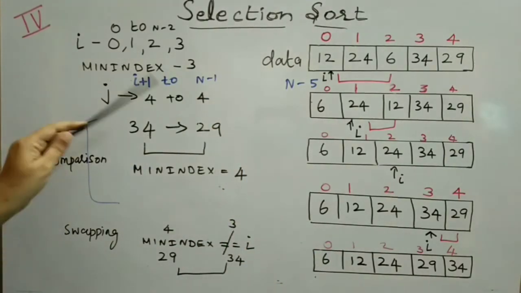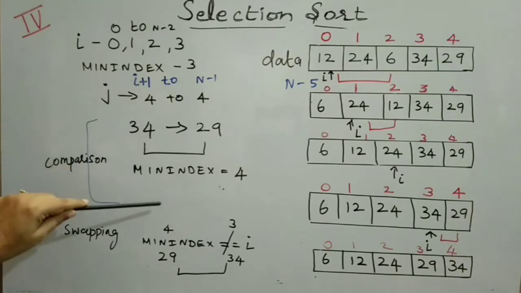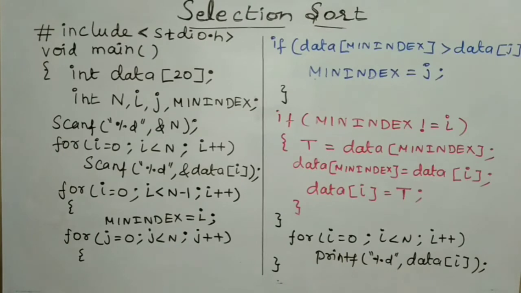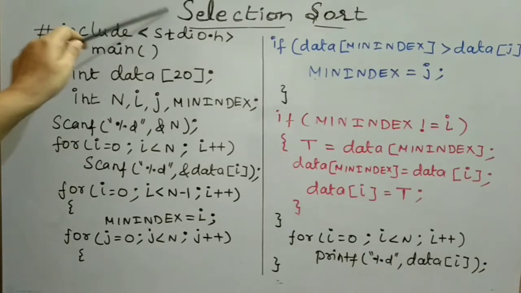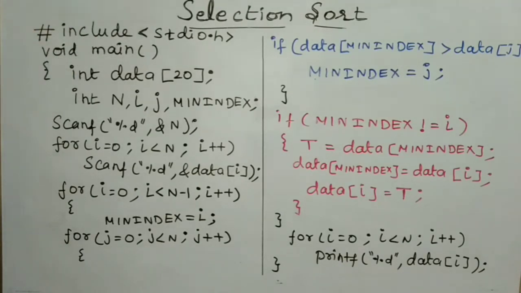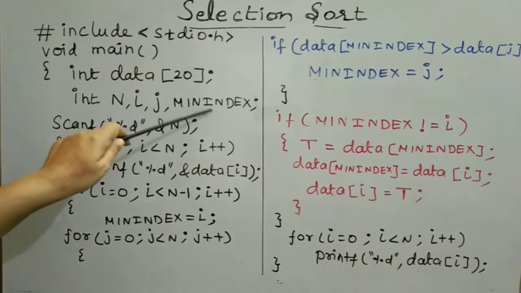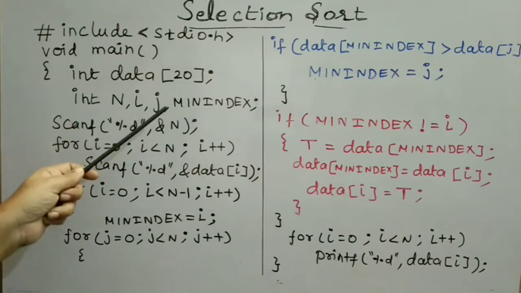Now we will transfer the procedure we have discussed here into C coding. The concept we discussed for selection sort is converted to a C program. In the C program, inside the main function, the first part is my declaration part. In the declaration section, I have declared the data array, and then n, the total number of elements in the array, i and j the loop variables, and minimum index, that is the index position of the smallest element in the set of elements.